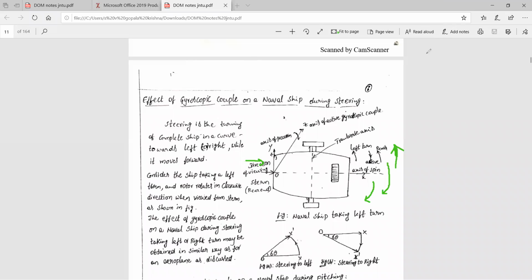Yes, sir. Okay, now we are going to discuss one problem belonging to the naval ship. All of you observe that it is a big problem. It is a 14 marks problem.